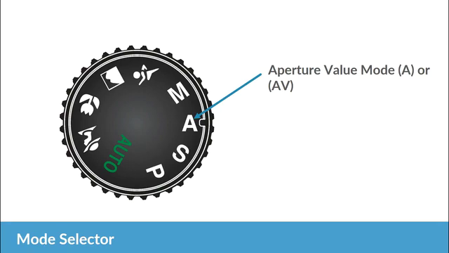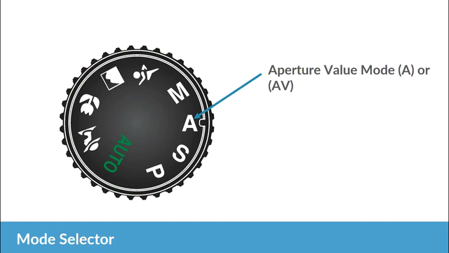Okay, so this one here, don't get it confused with your automatic mode. This is aperture value mode, and it may appear as AV on your cameras as well. It can either appear as A or AV. Basically, this particular mode will allow you to control just the aperture in your camera. Okay, and we're going to be seeing this in future lessons, but the aperture will allow us to control the depth of field in our photographs.